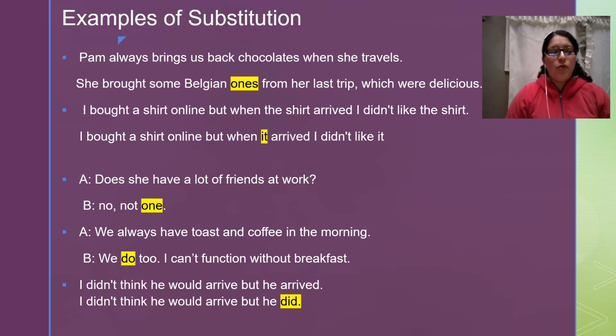In the case of the fourth sentence, we always have toast and coffee in the morning. We do too. I can't function without breakfast. Do substitutes for have toast and coffee in the morning. And in the case of the last sentence, I didn't think that he would arrive, but he arrived. I didn't think he would arrive, but he did. Here, the word did stands for the verb arrived.